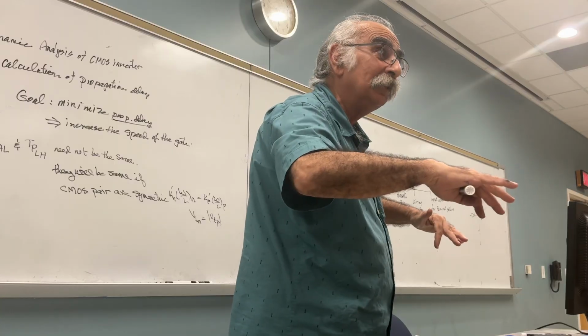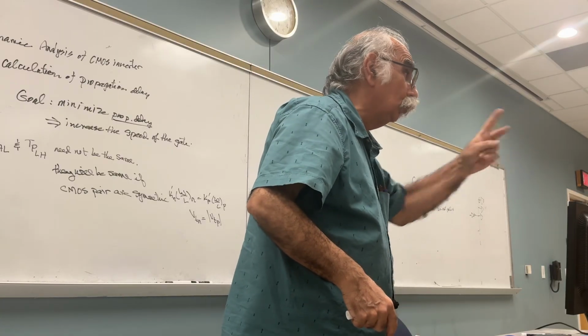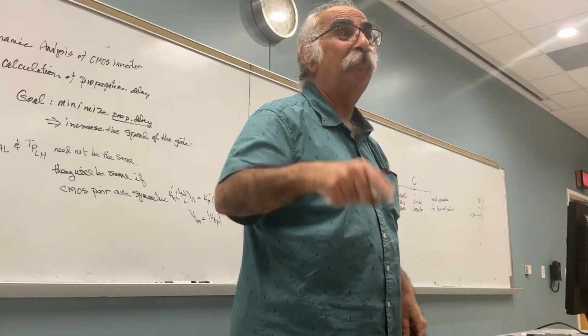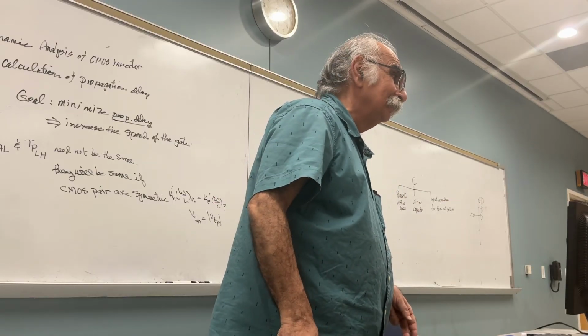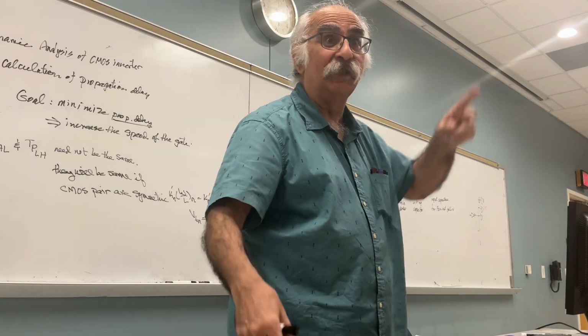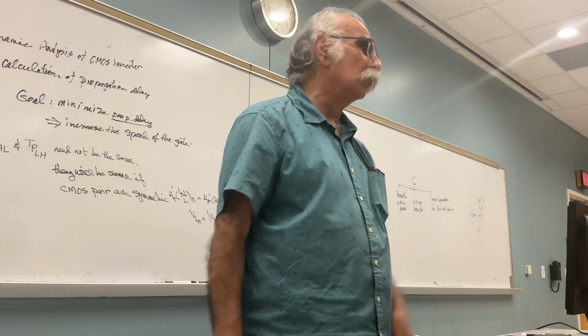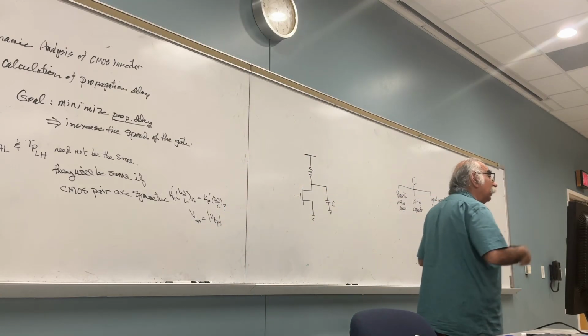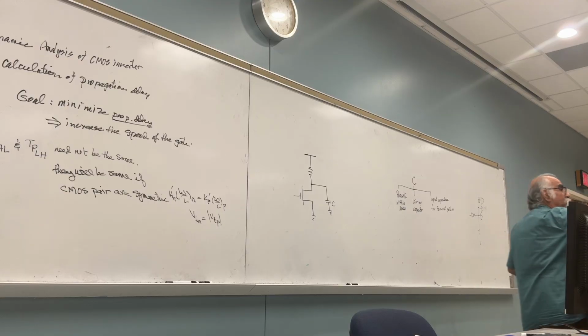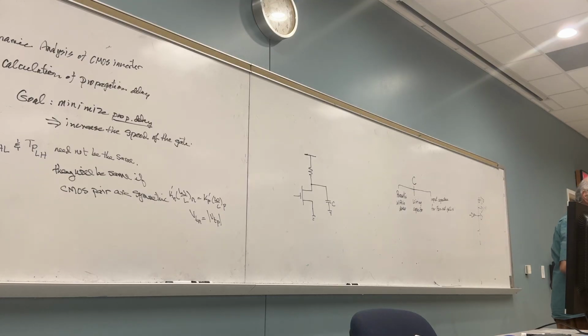Any other gate has at least two inputs. And remember, for every input you add, how many transistors do you need? You need two. One in the NMOS and one in the PMOS. For every input you add, you need two transistors. Which means the area will become larger and larger. Capacitance will go up. Did you get it or not?